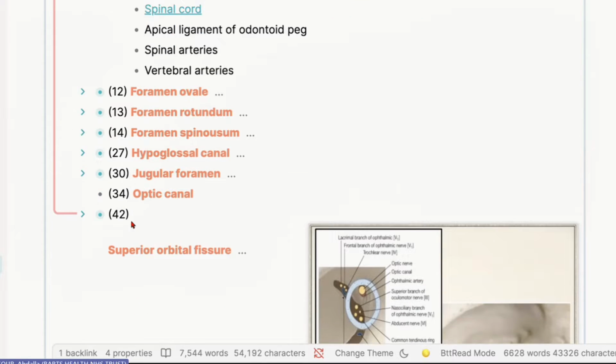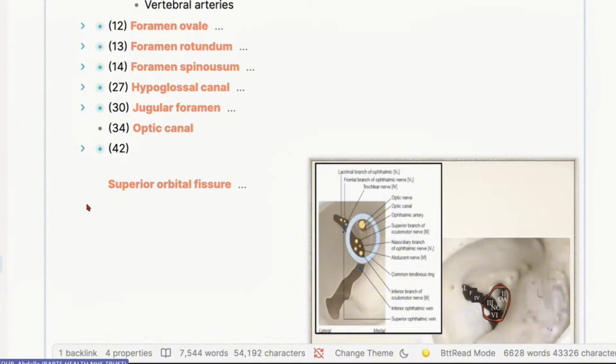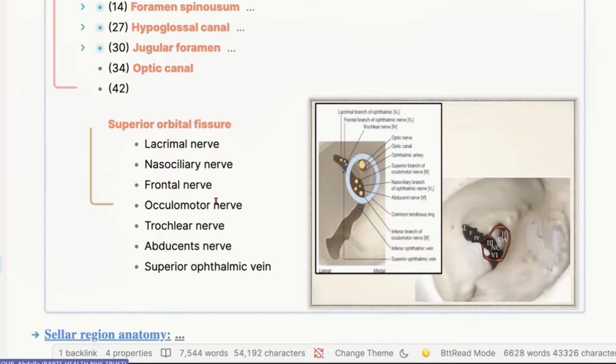So there is an easy way to make out the contents of the superior orbital fissure, right? You're talking about those 3 branches: the lacrimal, nasociliary, and frontal. Those are branches of the ophthalmic nerve. Lacrimal, nasociliary, and frontal. I always remember them together. And then 6, and the superior ophthalmic vein. So: lacrimal, nasociliary, and frontal; 3, 4, and 6; and superior ophthalmic vein.